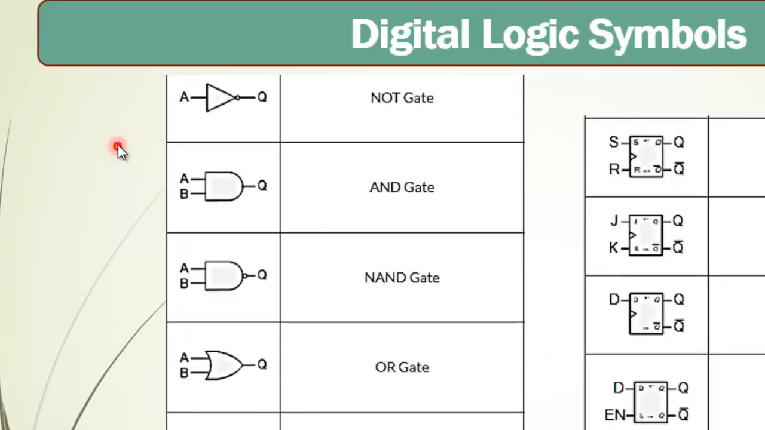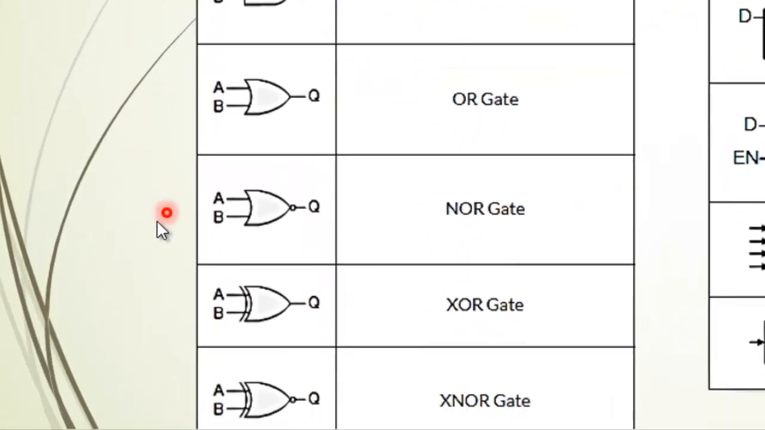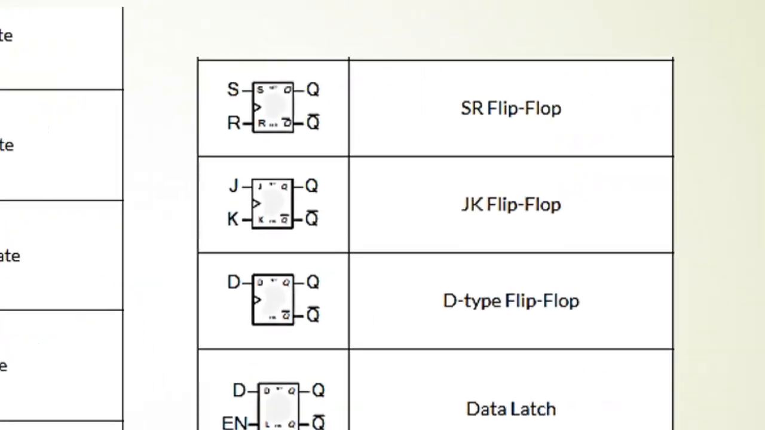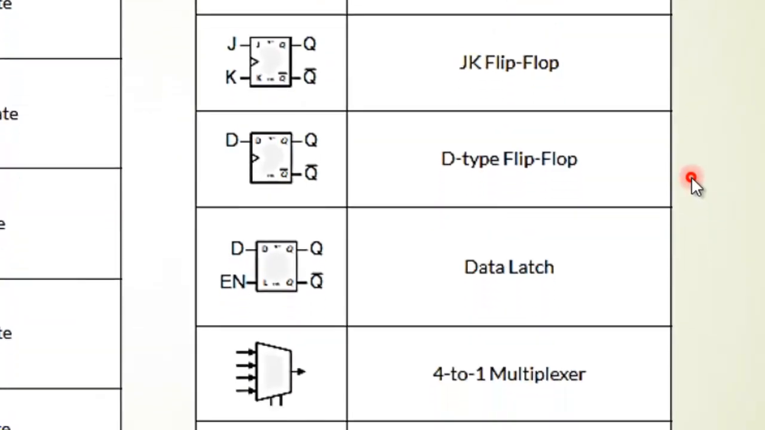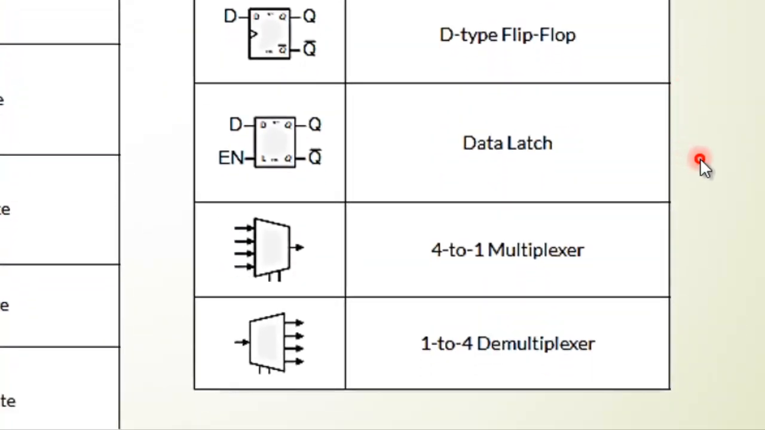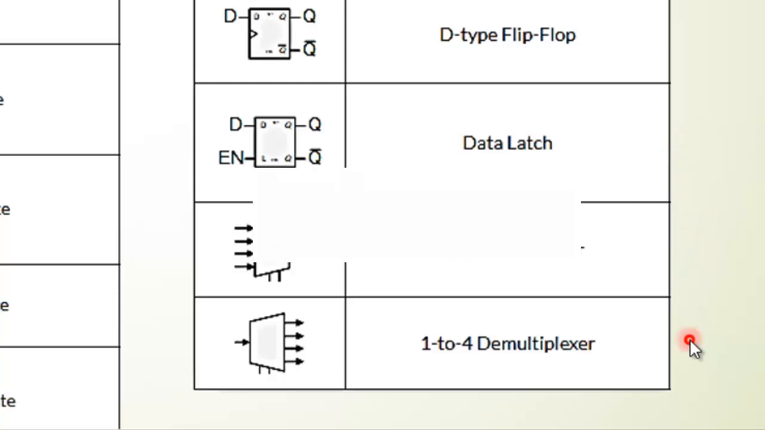And finally we have some digital logic symbols: NOT gate, AND gate, NAND gate, OR gate, NOR gate, XOR gate, XNOR gate. Then we have SR flip-flop, JK flip-flop, D-type flip-flop, data latch. This is 4 to 1 multiplexer and this is 1 to 4 demultiplexer.